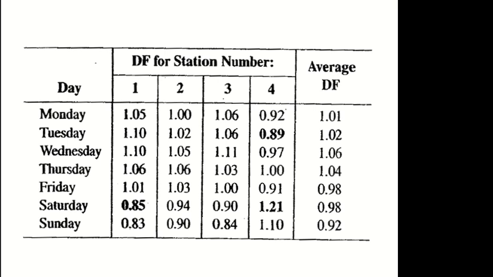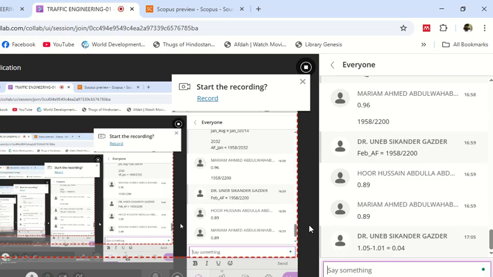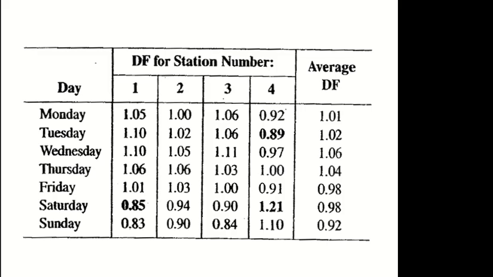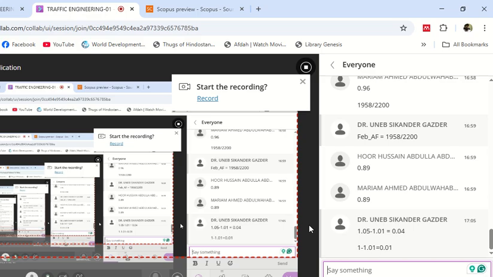So if you look at the average value 1.01, and the value of Monday for station 1, it is 1.05. If you take the difference, 1.05 minus 1.01 will give you 0.04. So it is less than 0.1, so this factor passes the rule. The second one is 1.01 and 1. So 1 minus 1.01 gives me 0.01. Again, it passes the rule.